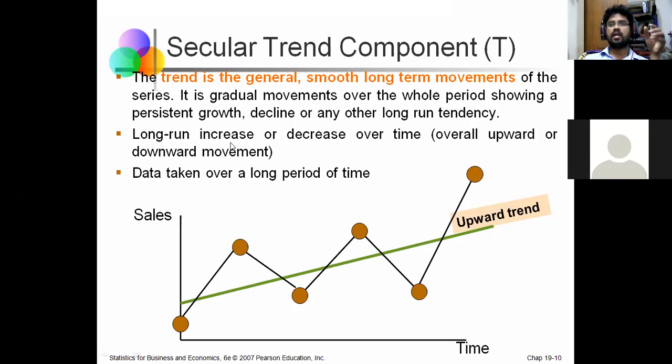So in the long run, it may increase or decrease over time, an overall upward or downward movement. If you observe this data from year to year, sales has increased or decreased. From the starting point to the ending point, here this is the starting point, this is the ending point. What you observe is a smooth upward trend, an increasing trend when you observe in the long term.